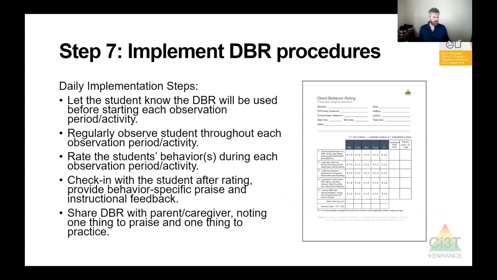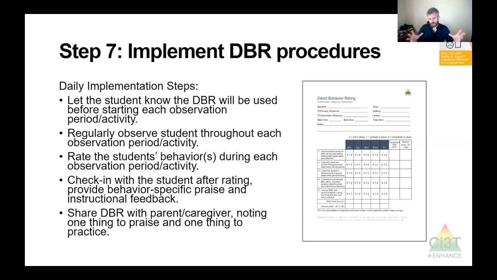Now, step 7 is going to be to actually start doing the ratings. So you're going to be implementing direct behavior rating, at the time of day that you decided. Maybe you're doing it daily, maybe you're doing it 4 times a week. But you're going to be thinking about this in terms of a set of steps that you're going to use every day so that your implementation, your use of direct behavior rating looks kind of the same every day. It's not going to be willy-nilly. We're going to have certain things that we do each day.